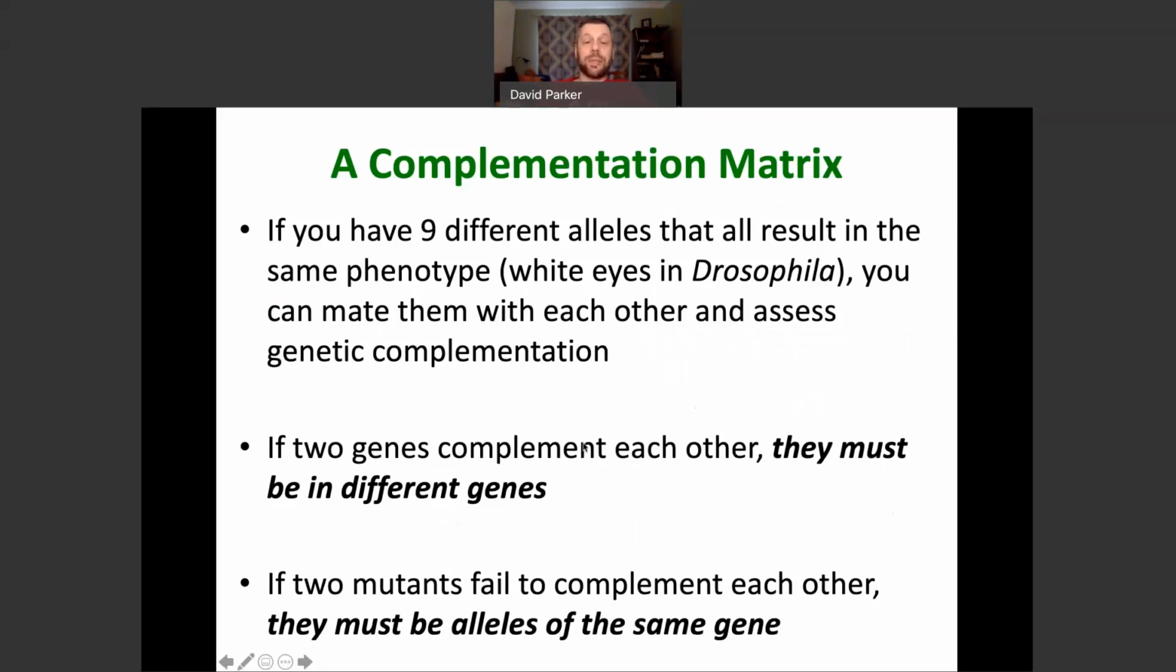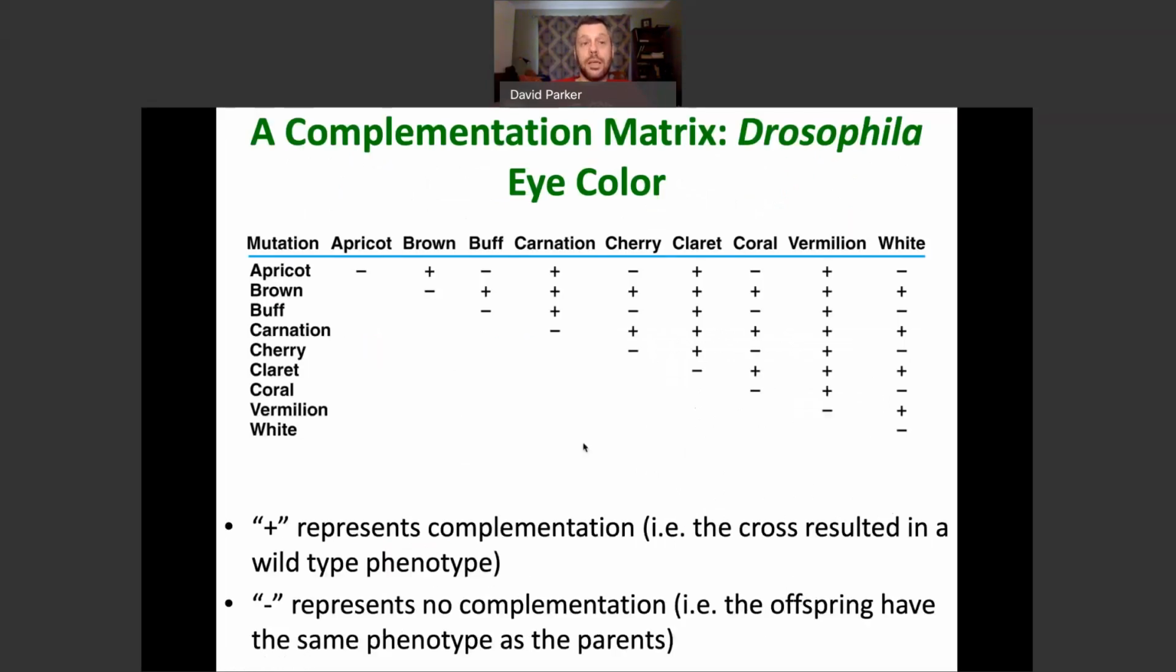So this is called a complementation matrix, and it looks like this. Here we have exactly the experiment I was talking about. We have 9 different mutations from all different names: apricot, brown, buff, carnation, cherry, claret, coral, vermilion, and white. These are all different white-eyed fly mutants, 9 of them.